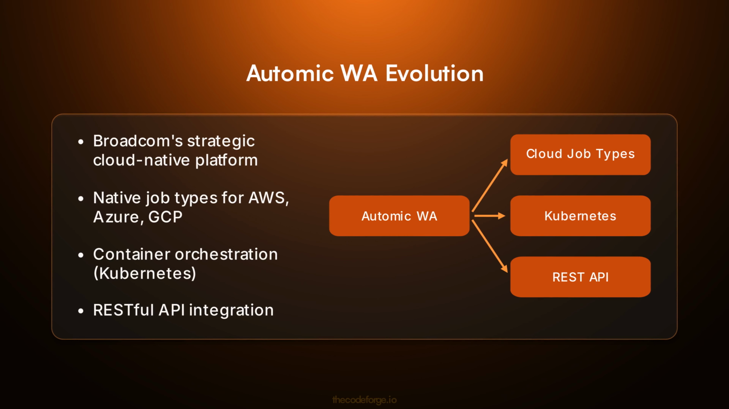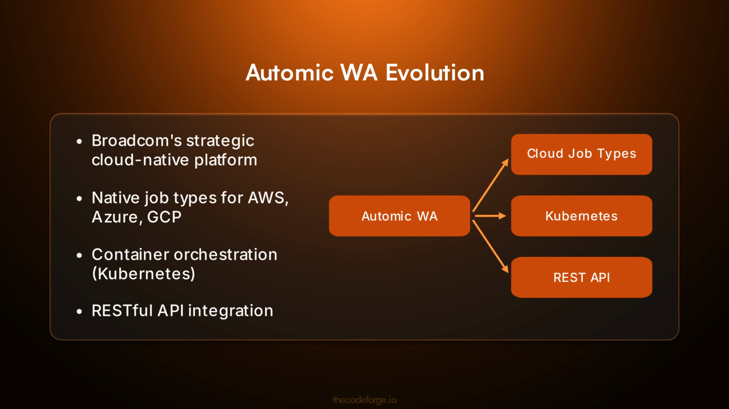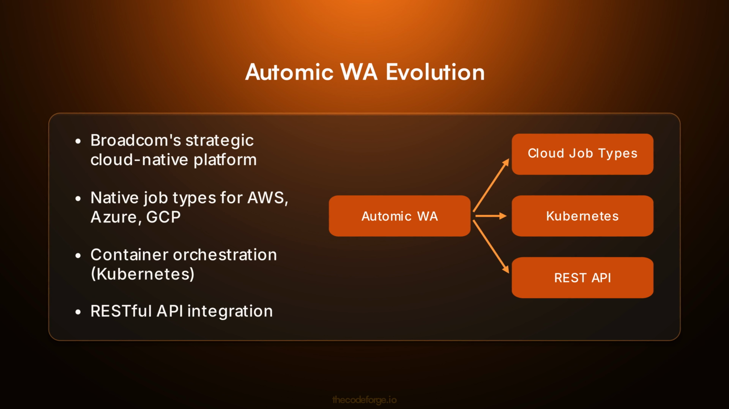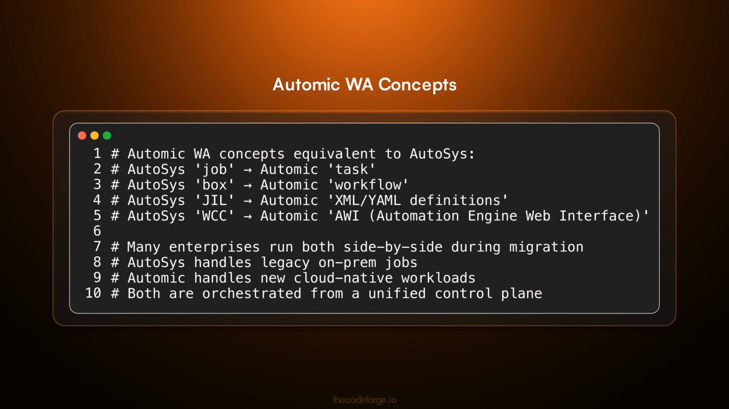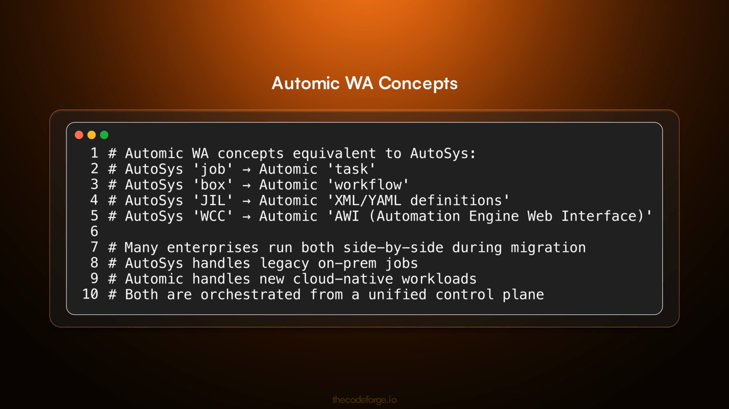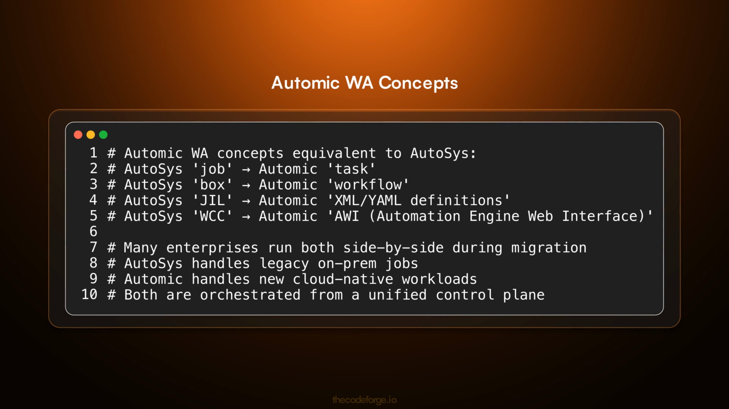Broadcom's strategic direction is Automic Workload Automation, AWA, which extends AutoSys capabilities with native cloud job types, container orchestration, and REST API integration. It's worth evaluating for new cloud-native deployments. Here's a quick mapping of concepts. If you're migrating, you'll run both side by side: AutoSys for legacy on-prem, Automic for new cloud workloads.